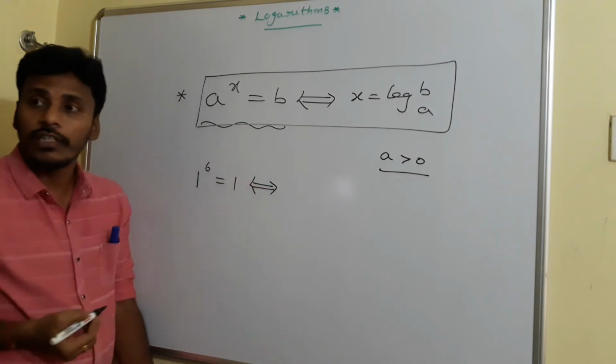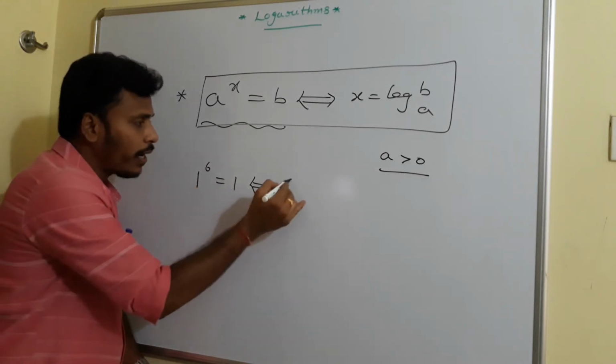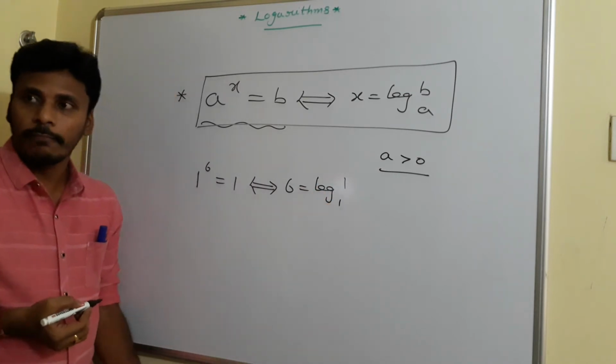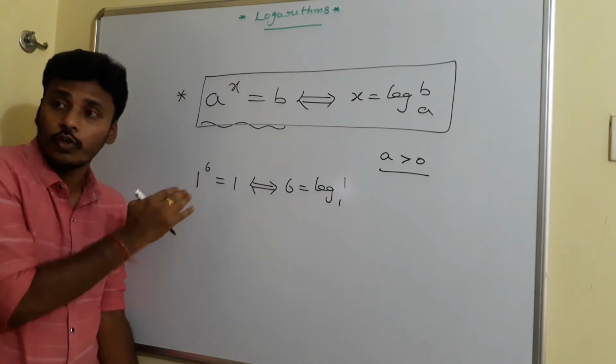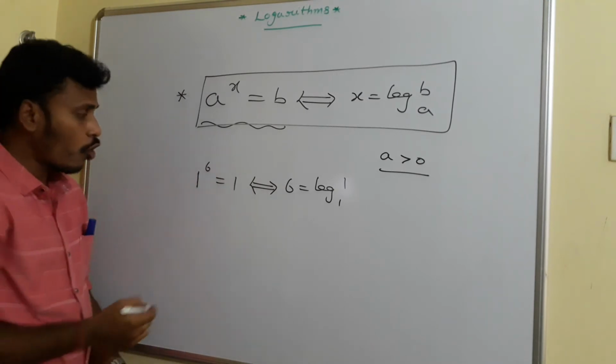If you try to convert it into the logarithmic form, you send this one to that side, and it becomes 6 is equal to logarithm of 1 to the base 1. See, 1 power 6 is equal to 1. After converting it to logarithmic form, you have 6 is equal to log 1 base 1.